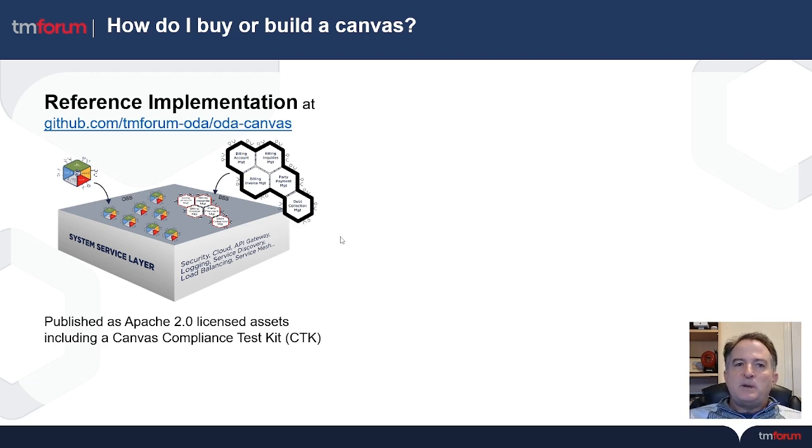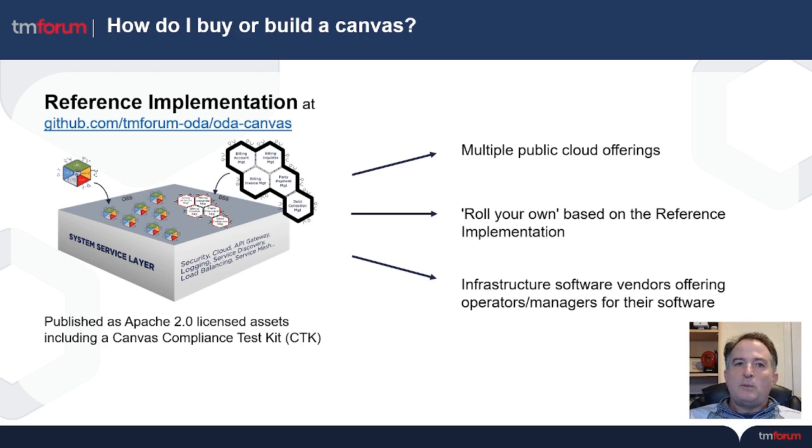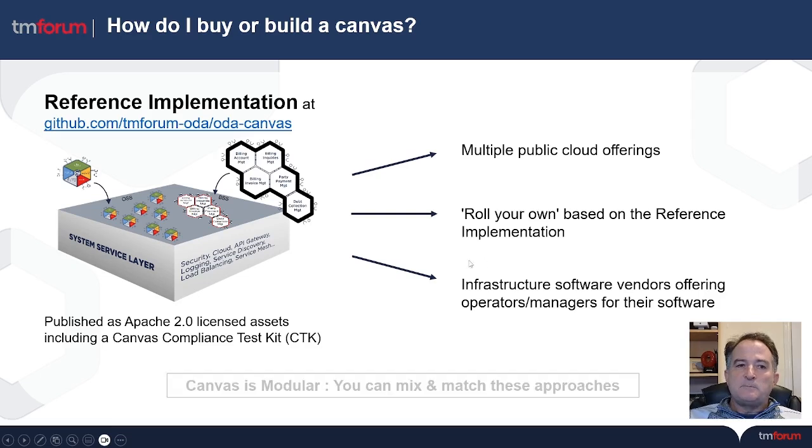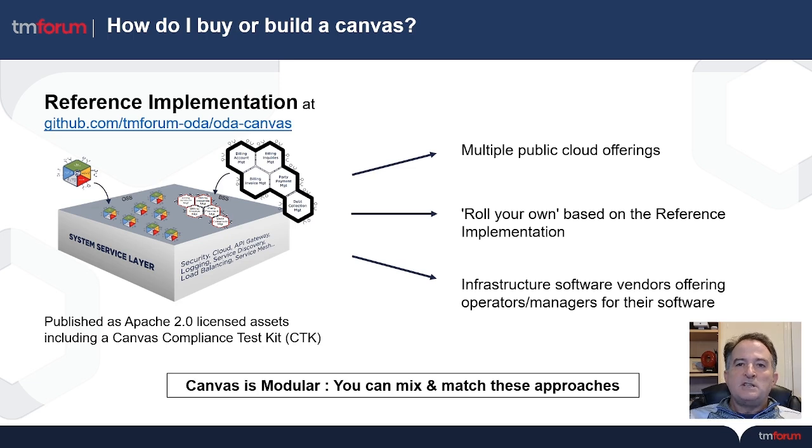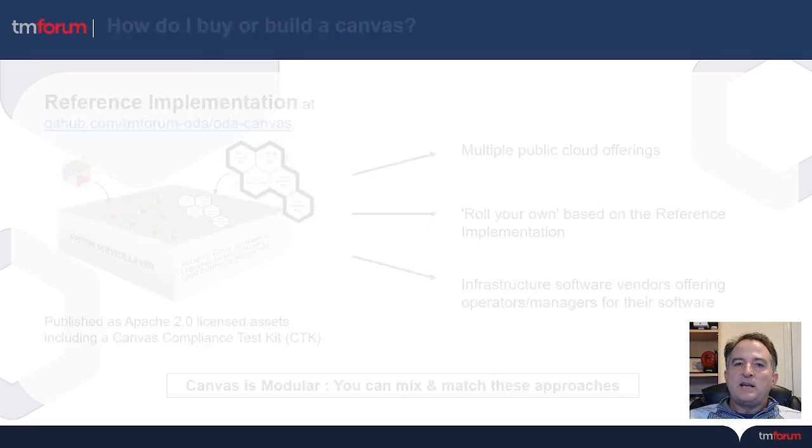So the choice for a CSP wanting to buy or build their own Canvas is to use one of the multiple public cloud offerings, to roll their own based on the reference implementation, or to use Canvas services from infrastructure software vendors. And this isn't an either-or decision. The Canvas itself is modular, and you can mix and match these approaches to build your own Canvas. The individual modules of a Canvas are called Canvas operators, and they follow a standard pattern used in many Kubernetes applications.